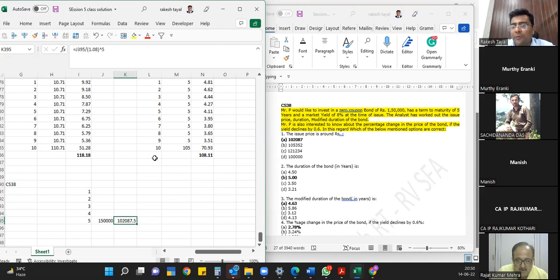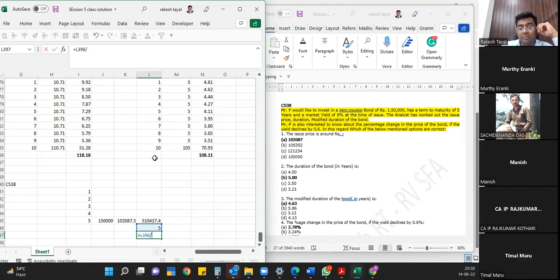And duration of the bond, zero coupon bond, is the same as of maturity. अभी किया था हमने कंसेप्ट. Modified duration is 5 divided by 1 plus YTM.